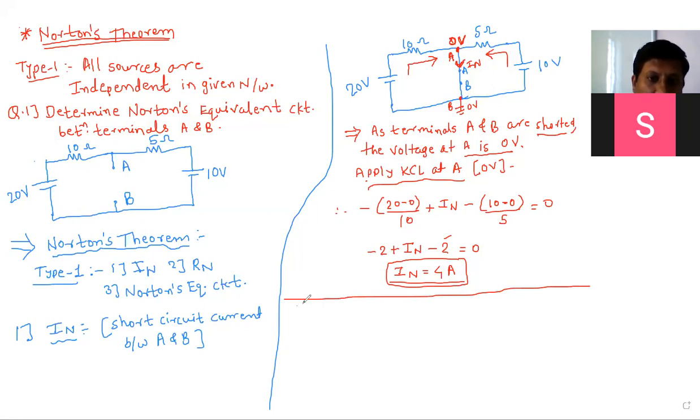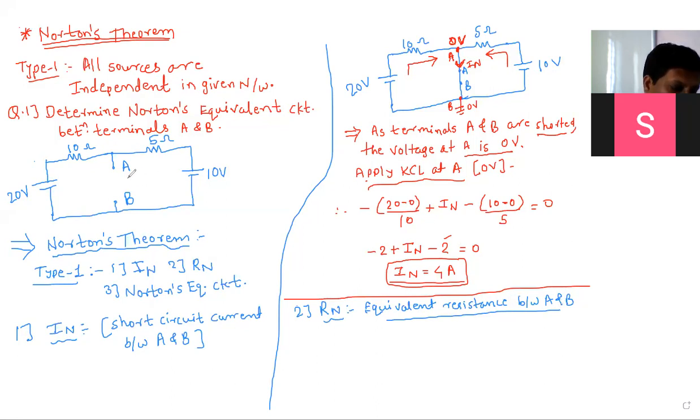Equivalent resistance, that is RN. RN means the equivalent resistance between A and B. So A and B are already open. Only we have to short the 20 volt as well as the 10 volt. There is no current source, so there is no opening of a current source here. Only voltage sources are there. You can short them while finding the equivalent resistance.